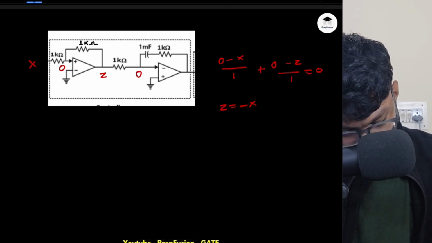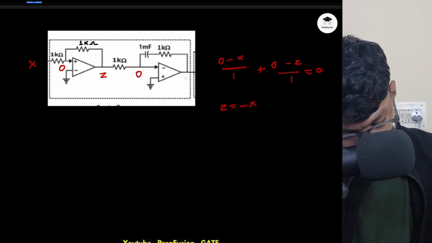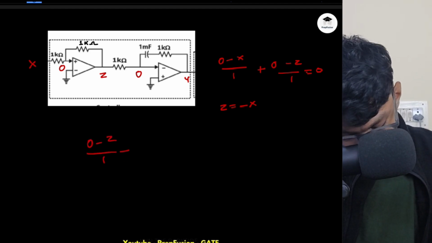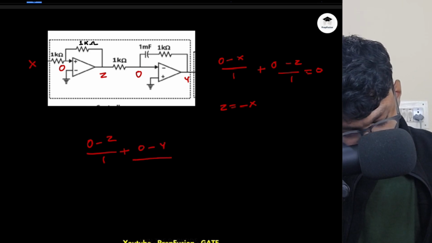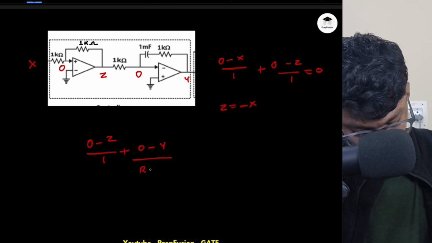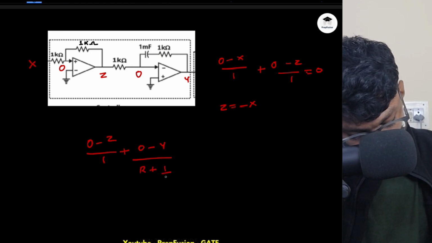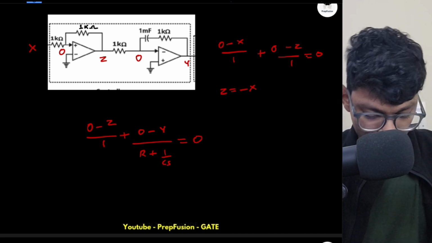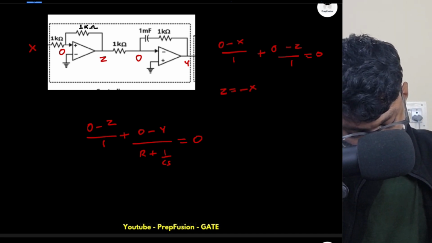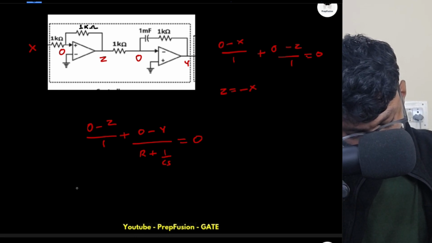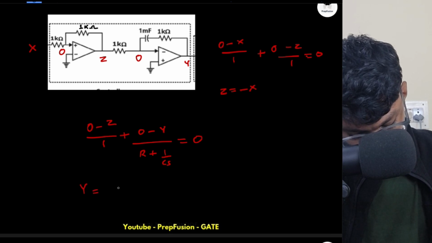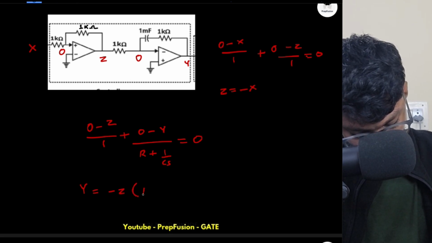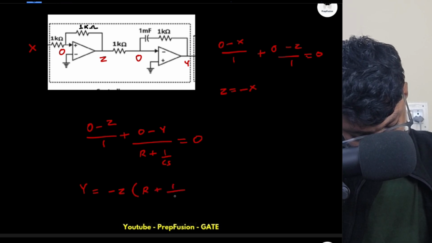And what about here? If I apply the same virtual ground concept here as well, this will be my output, right? Let me name the output as y. So again, 0 minus z divided by 1, I'm just simply applying the KCL, plus 0 minus y divided by this impedance. What is this impedance? This is R. I will write R for now, divided by 1 by C of S equals 0. Okay, so your y comes out to be minus of z into R divided by C of S.